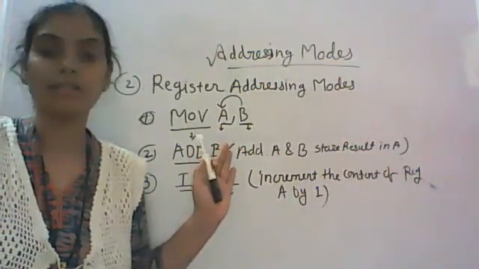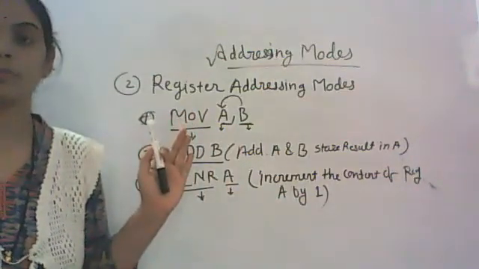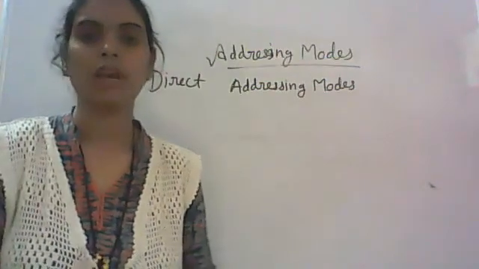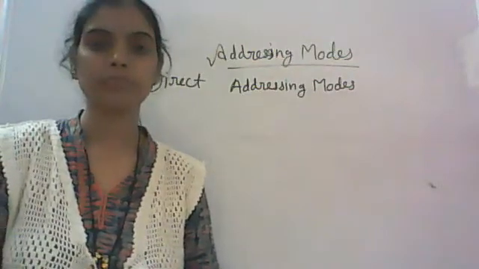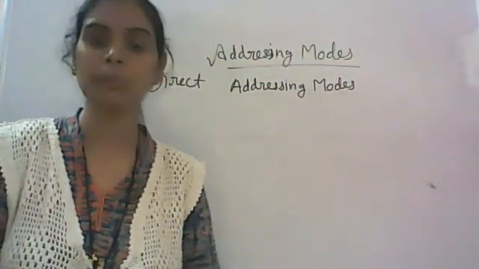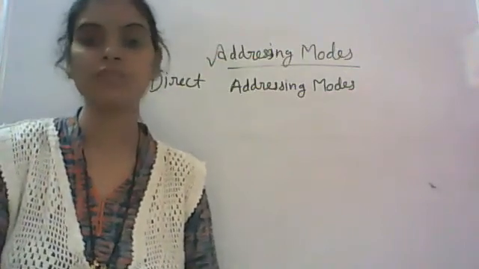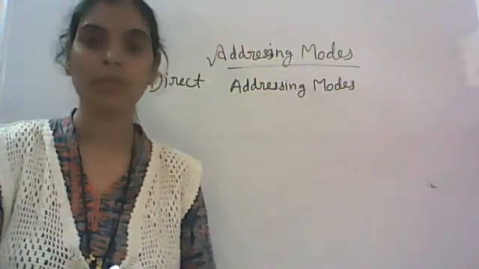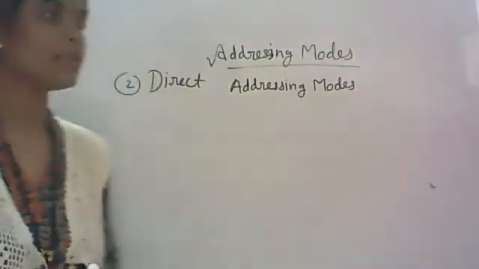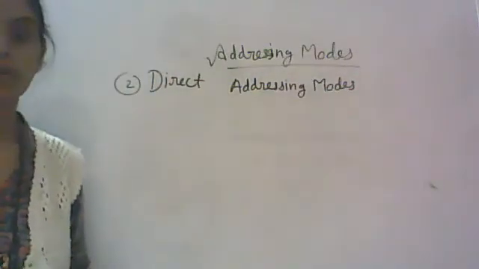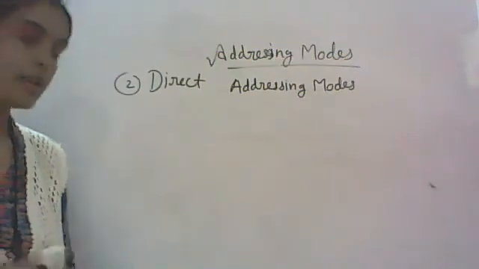Now we see the next addressing mode, that is direct addressing mode. In direct addressing mode, the data to be operated on is available inside a memory location, and that memory location is directly specified as an operand. The operand is directly available in the instruction itself.